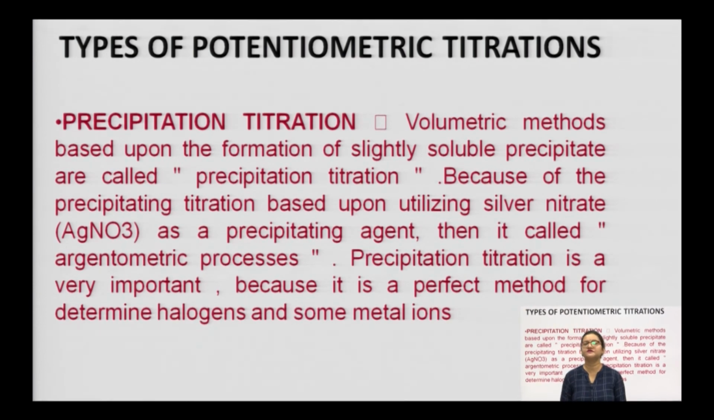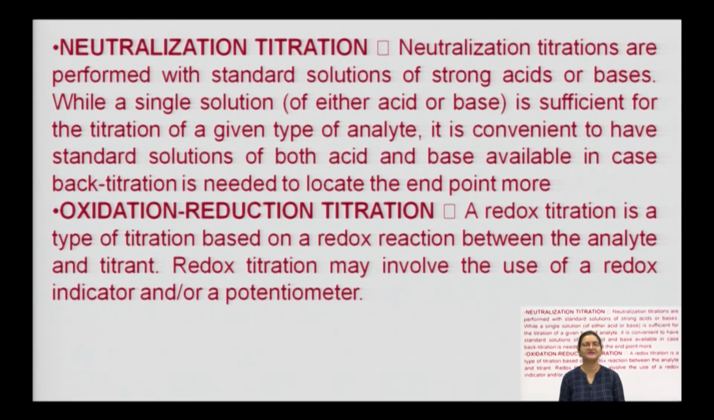Then these were the types of potentiometric titration: complexometry, precipitation, redox titration, and acid base or neutralization titration. As we all know, neutralization titrations are also called acid base titrations.